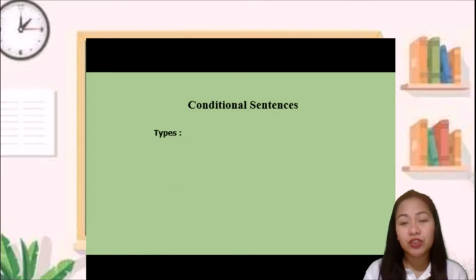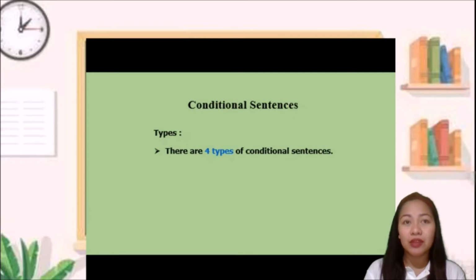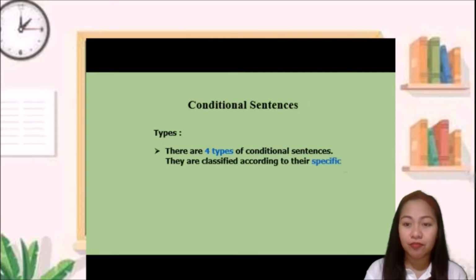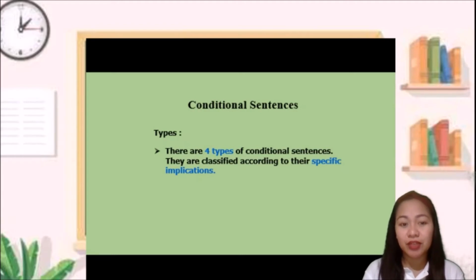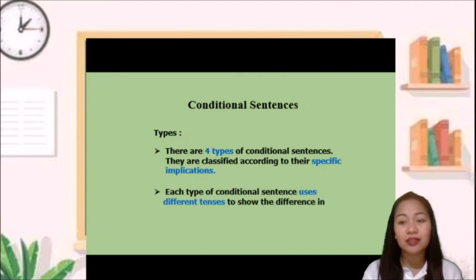There are 4 types of conditional sentences. They are all similar, but they are not the same. They are also classified according to their specific implications. And each type of conditional sentence uses different tenses to show the difference in their implication.